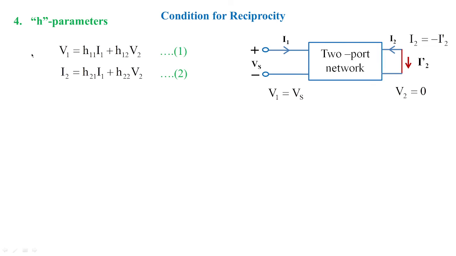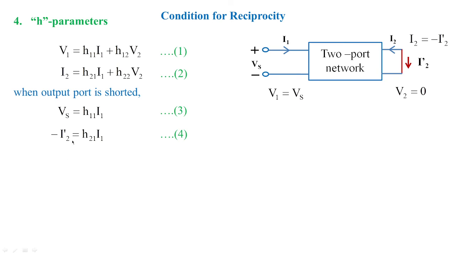For that, the standard equations of H parameters are taken and the assumptions are made, like V1 is equal to Vs, V2 is equal to 0, I2 is equal to minus I2 dash. And I'm going to substitute these assumptions in equations 1 and 2 when the output port is shorted. So I'm going to get Vs is equal to H11 I1 and minus I2 dash is equal to H21 I1, so that Vs by I2 dash is equal to minus H11 by H21. Let us treat this equation as 5.